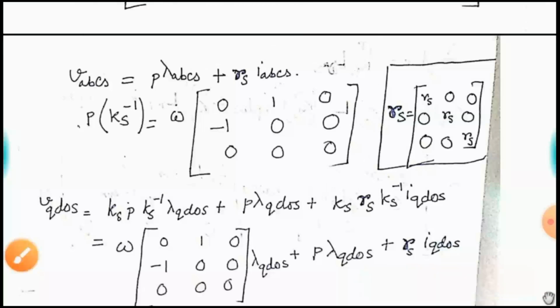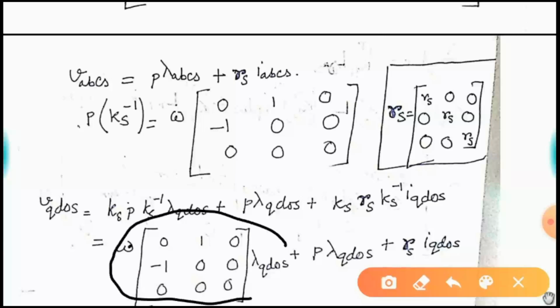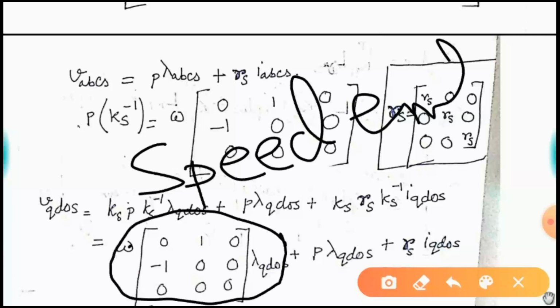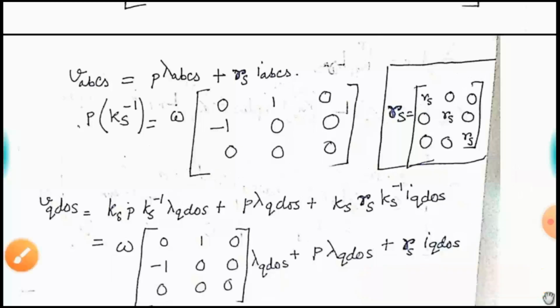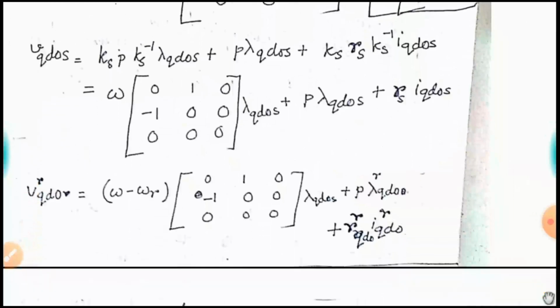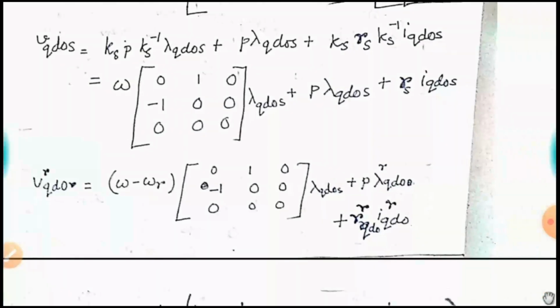Alright, it will give you two terms. This first term is our speed EMF, and the second term is the induction EMF. Fine. Now this is our resistive drop. So we have these three terms.